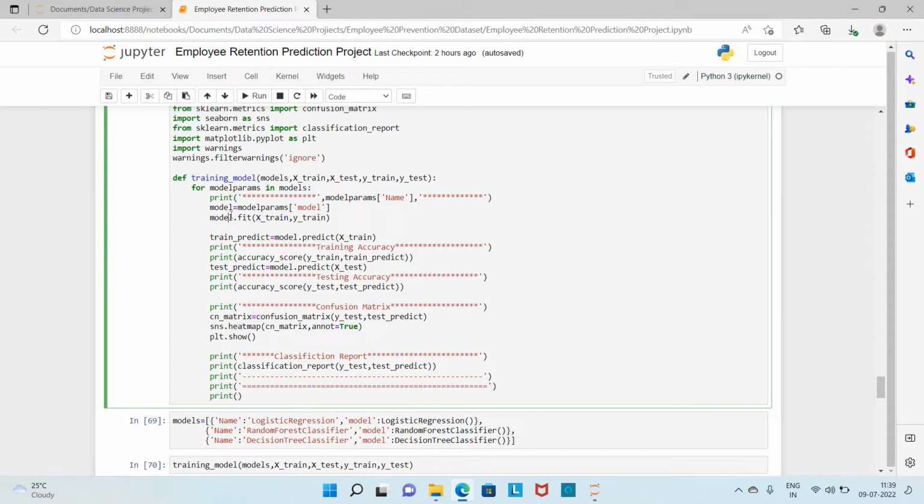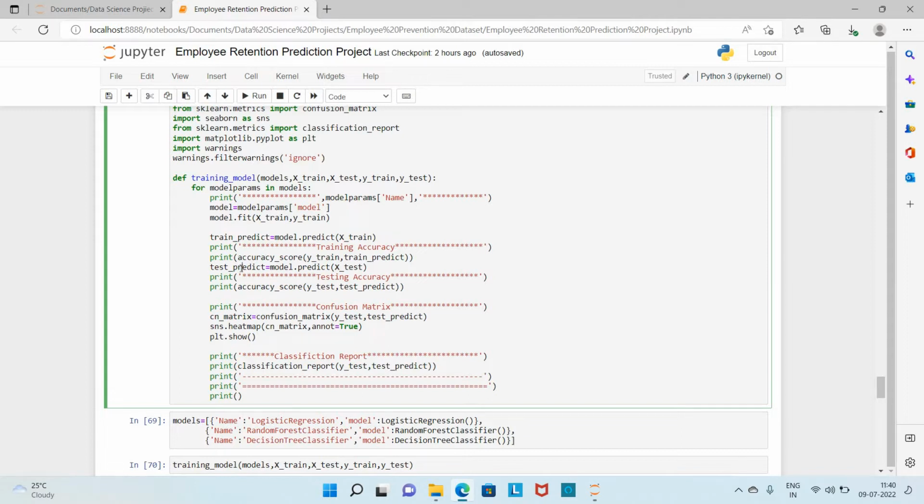Once the model learns, we predict the values for the same training data and get the accuracy score. The accuracy score compares y train and the train predicted values, and checks how many are correct. For example, if we have 100 records and 80 values match on both sides, the score will be 80 out of 100. That is the purpose of the accuracy score.